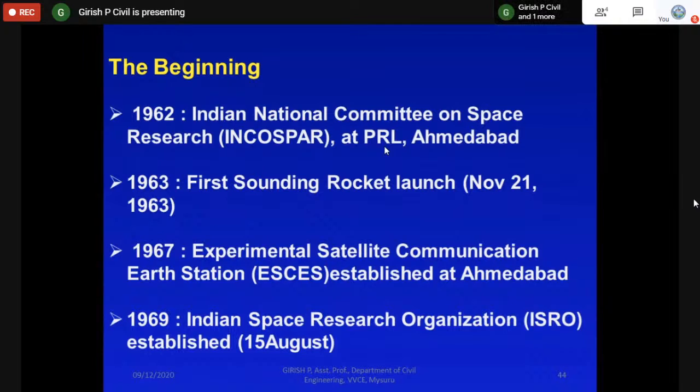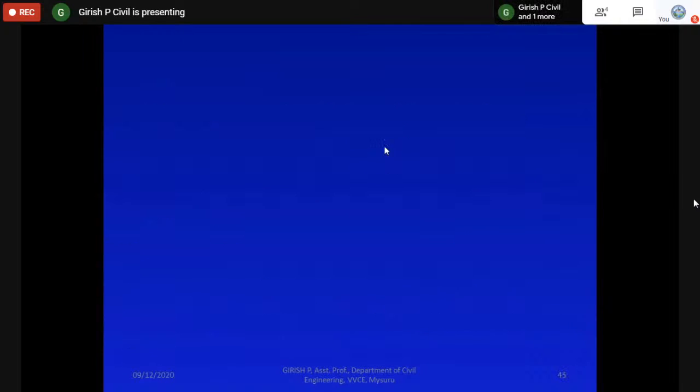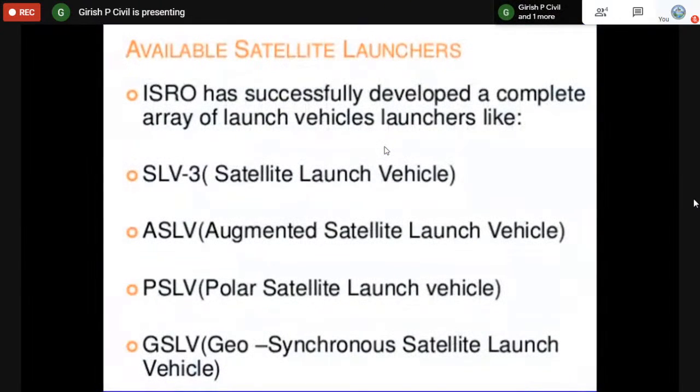After establishing ISRO, from the 1980s to date, within 2 to 3 decades, there has been rapid growth of Indian space. In India, we have various satellite launches. ISRO has successfully developed a complete array of launch vehicles like SLV-3, ASLV, PSLV, GSLV. Among all the launch vehicles, I am just concentrating on PSLV and GSLV.